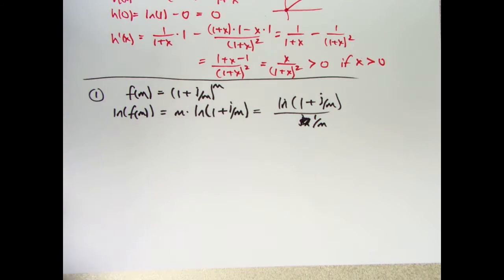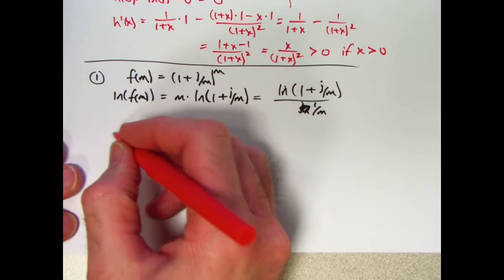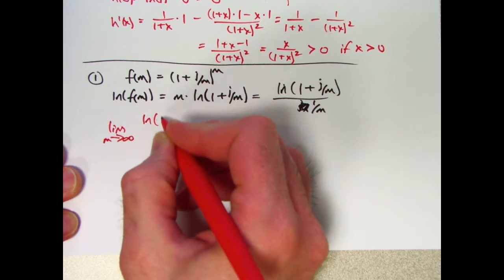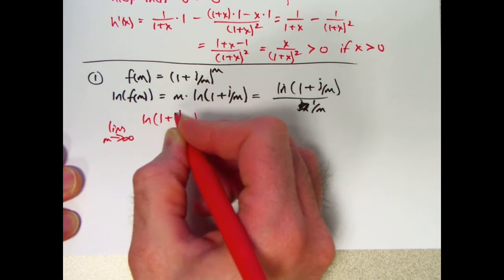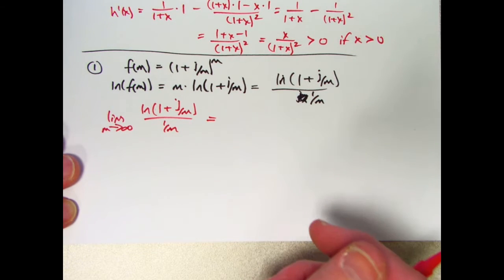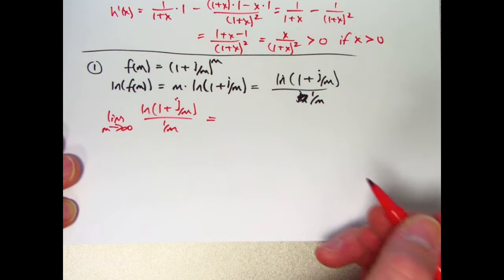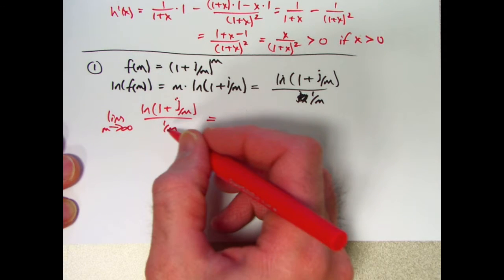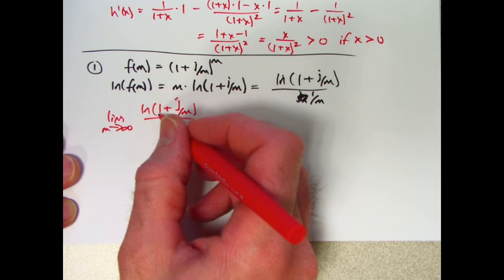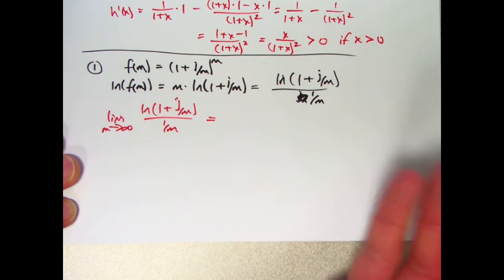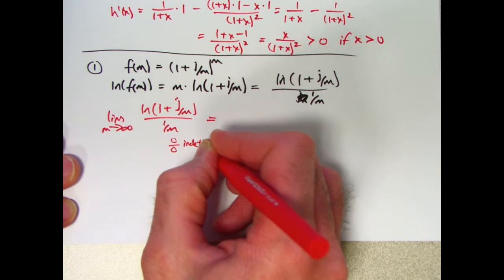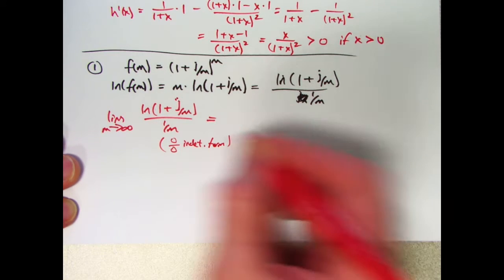So let me just go ahead and write the limit as m goes to infinity of the natural log of 1 plus j over m, over 1 over m. This should be checked to be an indeterminate form. As m goes to infinity, this thing goes to 0, and so does this thing. J over m goes to 0 as m goes to infinity, so the thing inside the natural log goes to 1, and the natural log of 1 is 0. This is a 0 over 0 indeterminate form. That should always be checked before you apply L'Hopital's rule.